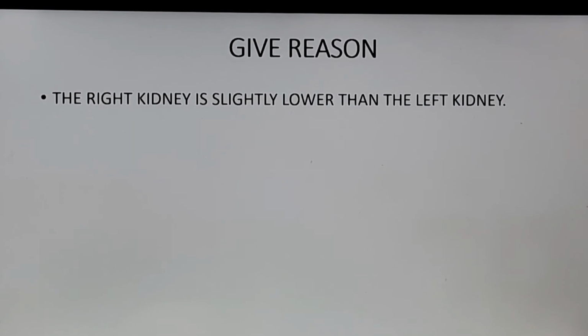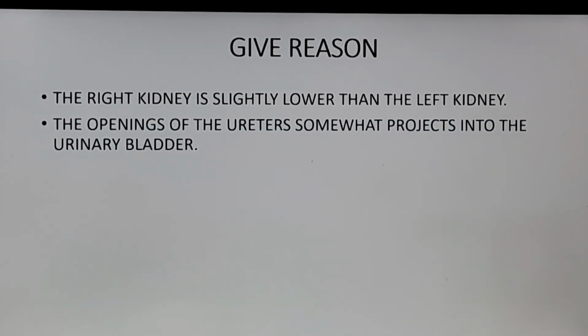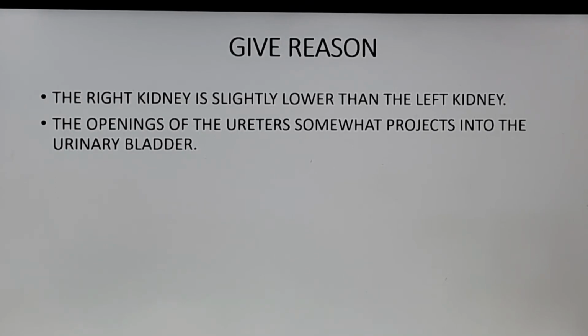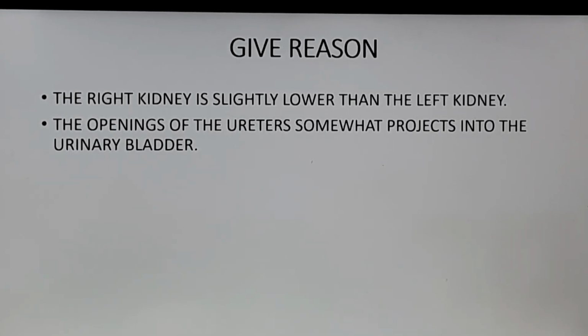Now moving on to the fourth set of questions, give reason. The right kidney is slightly lower than the left kidney. What is the reason? That is to accommodate the liver. Okay, the answer is to accommodate the liver. The openings of the ureters are somewhat projecting into the urinary bladder. These projections act as valves to prevent the backward flow of urine when the urinary bladder contracts to pass out the urine. Okay.